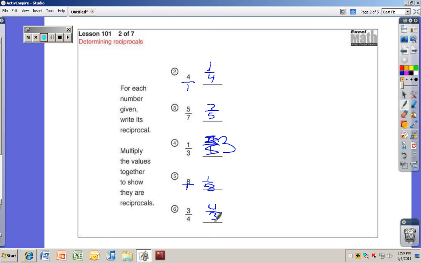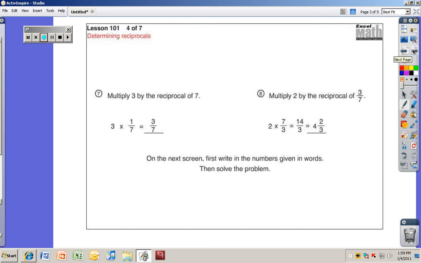Too easy. Okay, it says multiply 3 by the reciprocal of 7. Now watch out for these. A lot of times people do 3 times 7. So they're multiplying 3 times the reciprocal of 7, which is 1/7. 3 times 1 is 3. And there's a 1 down there, an invisible 1, right? 1 times 7. So the answer is 3/7.